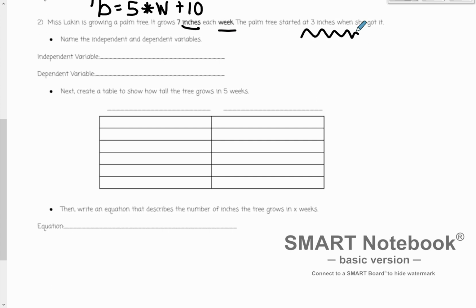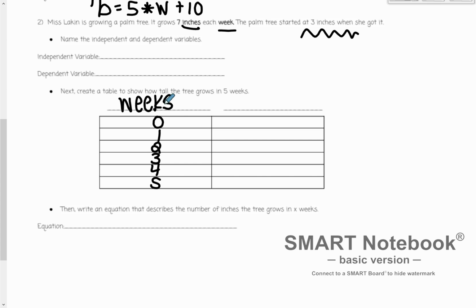Okay, so it's a little bit different than the problem we had yesterday. We know inches and weeks are our 2 unknown variables. So we think about which one am I going to put 0, 1, 2, 3, 4, 5. Well, if it grows 7 inches every week, we're going to be counting by 7s there. So it's not going to be that one. It's going to be weeks, that we go 0, 1, 2, 3, 4, 5.